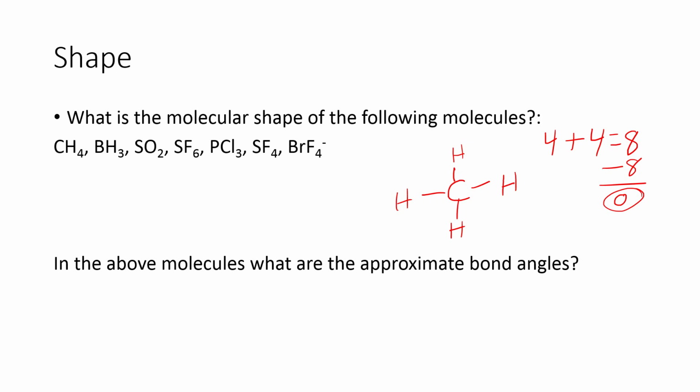This molecule's done. Remember, for each of the shape questions, you're going to need to draw your Lewis structure first, because you need to know where lone pairs go to know what your shape's going to be. So the shape for this will be that this is a tetrahedral molecule. Now for the next question, what are the approximate bond angles? The bond angles for a tetrahedral molecule are going to be 109.5 degrees.